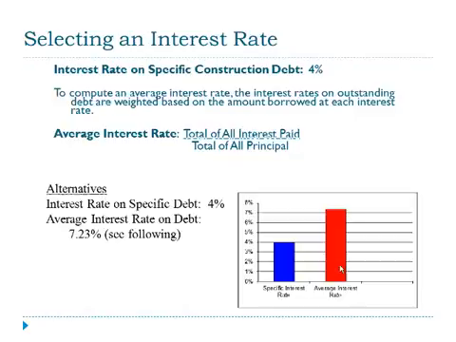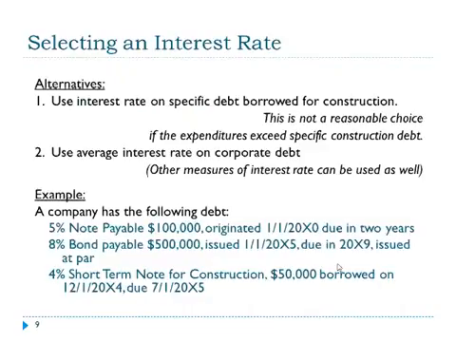To average them, one would not just add up the three interest rates and divide by 3, because the amount of interest is different on each of the debts. So if we look at the note payable, it's for $100,000, but the bond payable is a higher interest rate and it's 5 times as much borrowings. The short-term note for construction is a very low interest rate, but it's only on $50,000. So we want a weighted average interest rate that takes into account the interest rate per dollar borrowed.